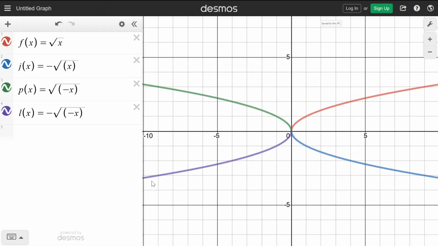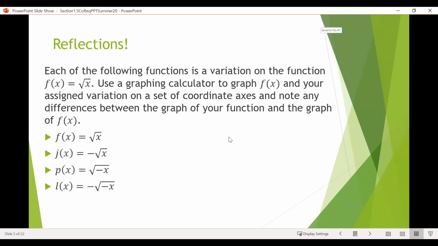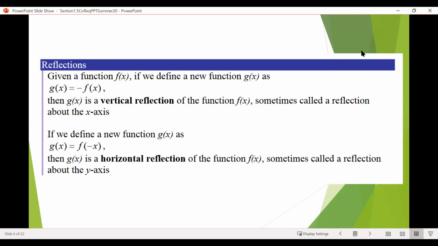Okay. So let me go back to here. All right, so that gives us this set of stuff here. So when you have a function f, let's say, and you put a negative sign in the front, that calls it a vertical reflection. But notice here it says it's reflecting across the x-axis, which we're not going to call the x-axis, we're going to call it the horizontal axis.